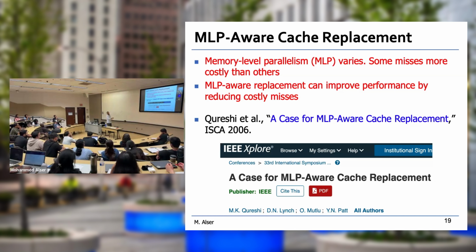So some misses are more costly than others. And by introducing awareness about the hierarchy, the replacement can improve performance by reducing costly misses. So here we are focusing on isolated misses. We want to always give priority to isolated misses to stay in the cache. That is the entire idea behind the paper. Whenever we see an isolated miss, keep it in the cache. We don't want to replace it.